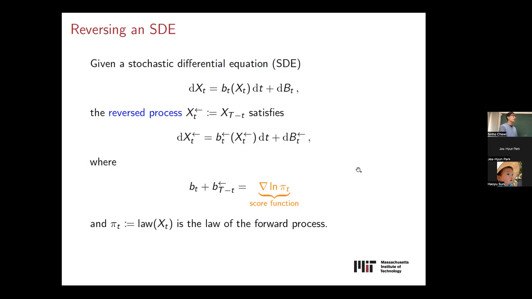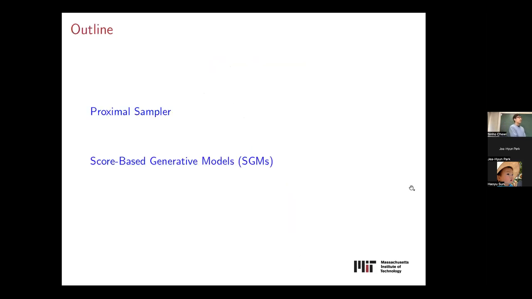I think it's pretty cool that there's this machinery for reversing SDEs. And what's surprising to me is that there are a lot of interesting applications of this idea. So, overview of my talk, these are the two applications I'll talk about. The first is the proximal sampler, which is a recent algorithm that's been used for the problem of log concave sampling. And then I'll talk about score-based generative models, which are machine learning models that have been used to generate new images from scratch.